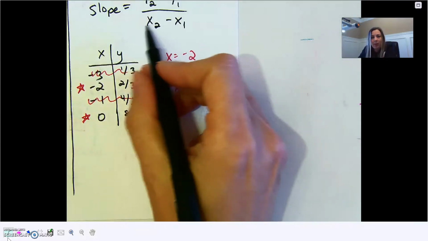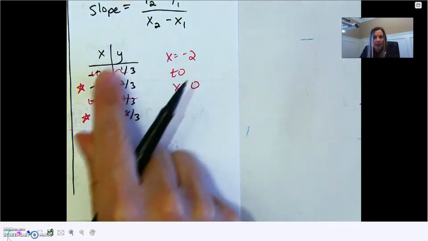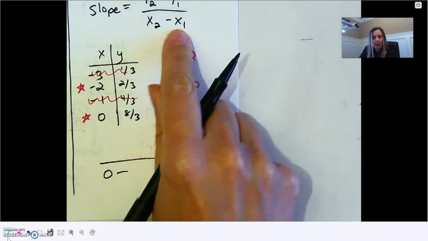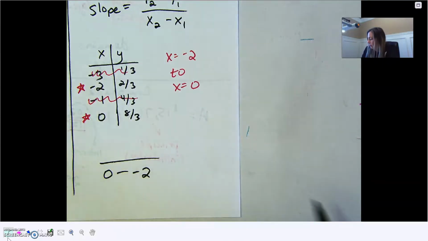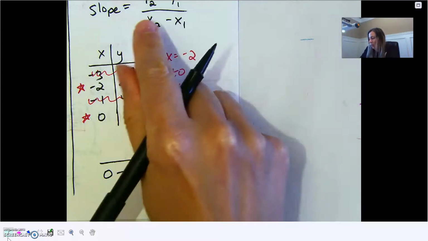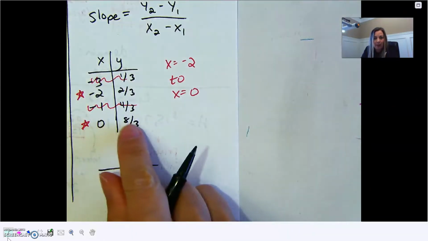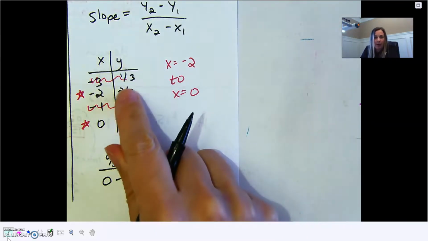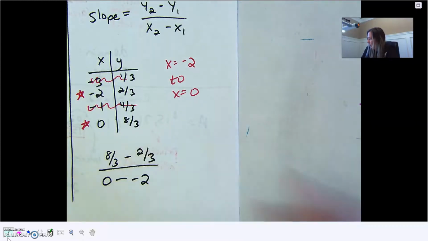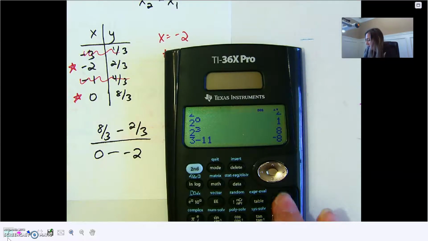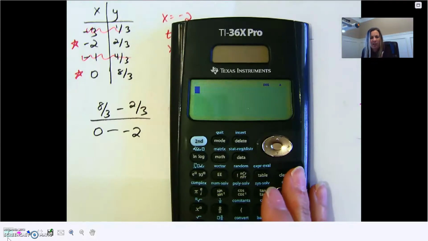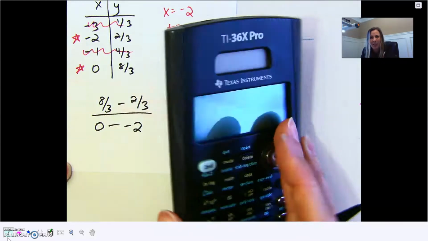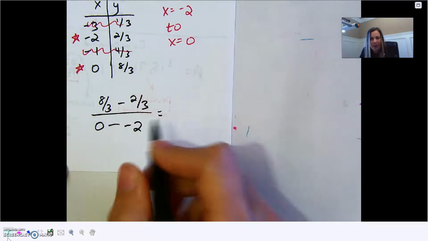The x's go on the bottom. So the second x is 0 minus the first x, which is -2. And then on top, we have to do the y values. The second y value is 8/3 minus the first y value, 2/3. If you have these fancy calculators, you could type it in just as you see it. If you don't, you might just have to take it piece by piece. I'm going to assume that maybe you didn't get this calculator, so let's see what it looks like if we have to do it by hand.